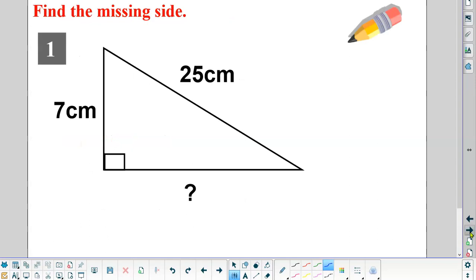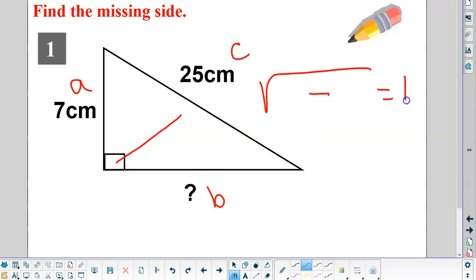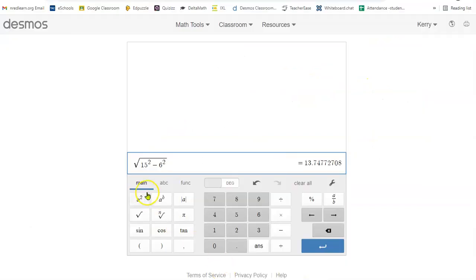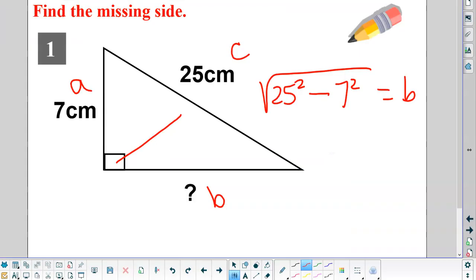All right, let's take a look. Do you know which formula we should be using here? First, label your sides. If you're missing a leg, that's a subtraction problem. Always put your hypotenuse first because it's the largest number. Type this into your Desmos calculator. Square root of 25 squared minus 7 squared. Well, that's a nice number. So the missing leg is 24 centimeters.